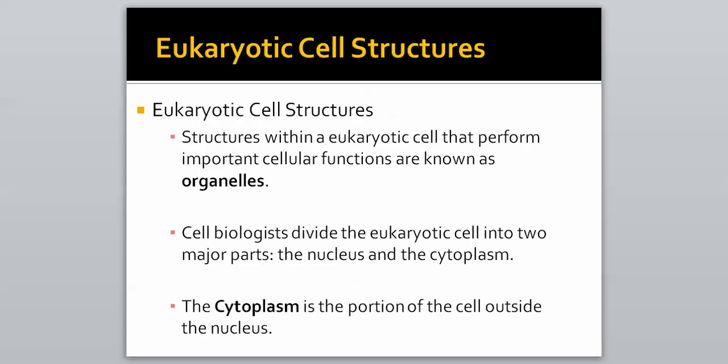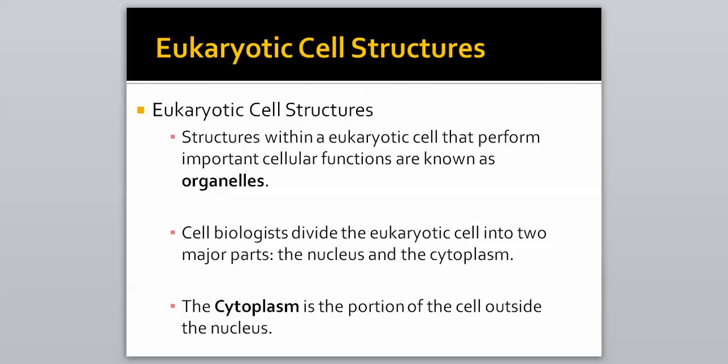To get started, structures within a eukaryotic cell that perform important cellular functions are known as organelles. I introduced this word last time. It's just a term for the parts of the eukaryotic cell that make it work, that make it go. We have a stomach, a heart, a liver, kidneys. Those are our organs inside a human body. An organelle in a cell is going to be things like the ribosomes, the nucleus, the endoplasmic reticulum, the Golgi body, things like that. But we're going to get into all of those in more detail.